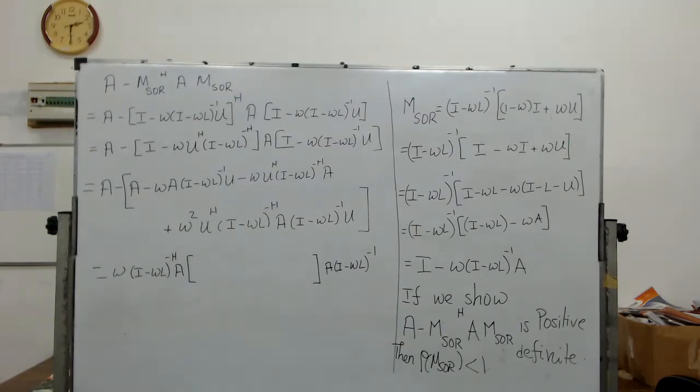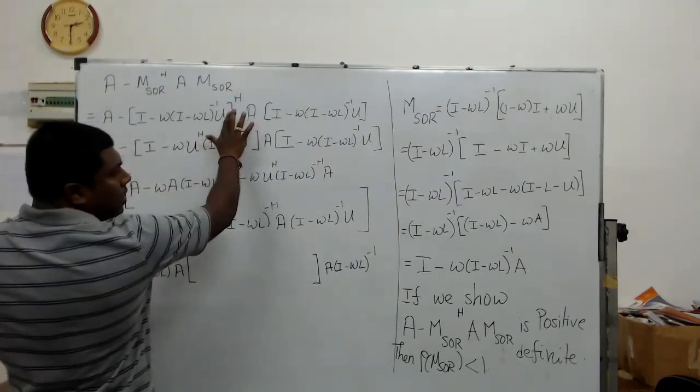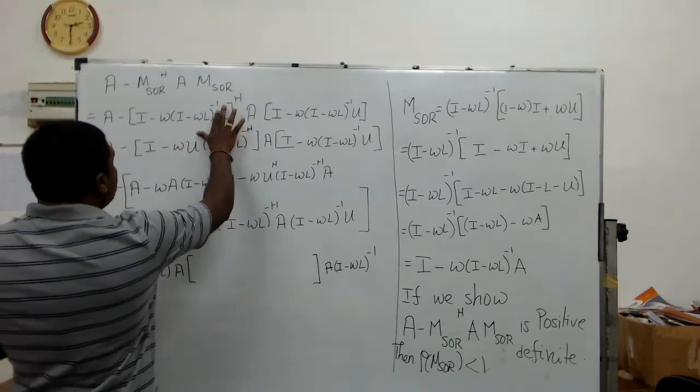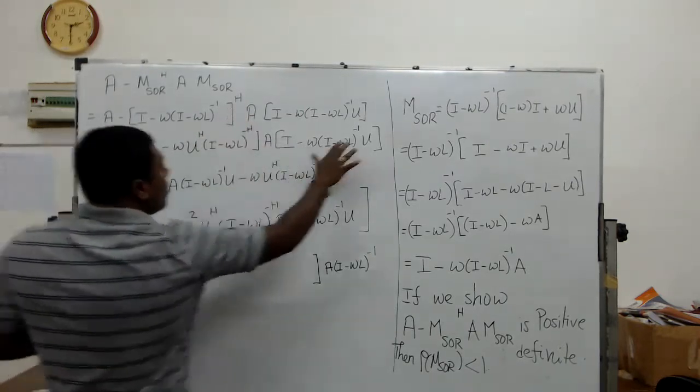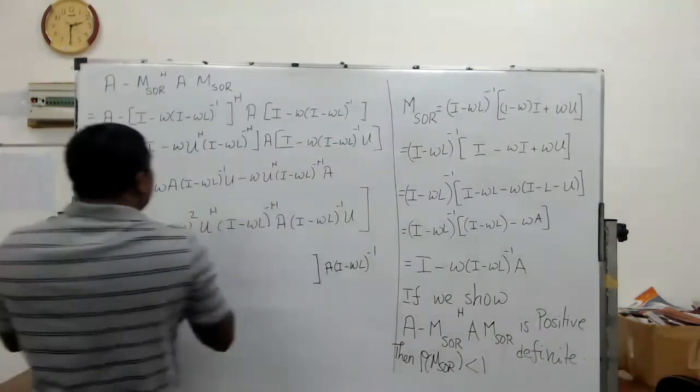Sorry, this is the mistake I made. This has to be U, not U. This has to be A, no?